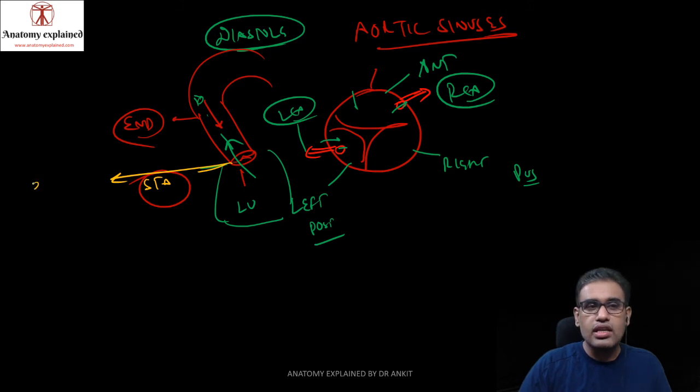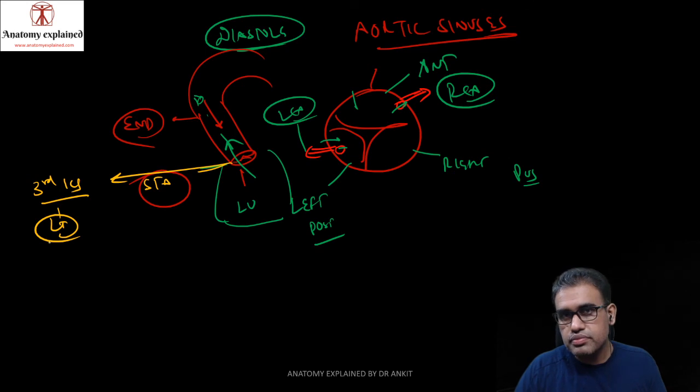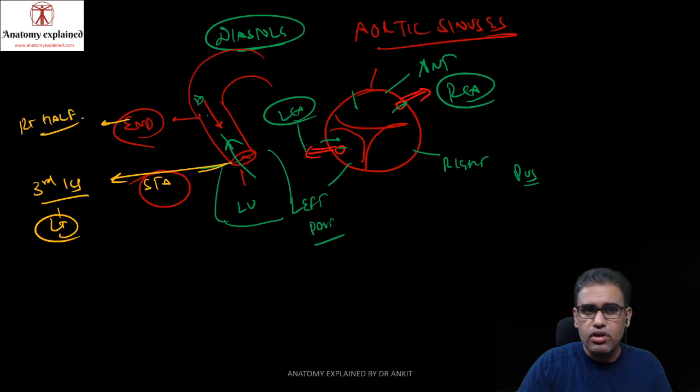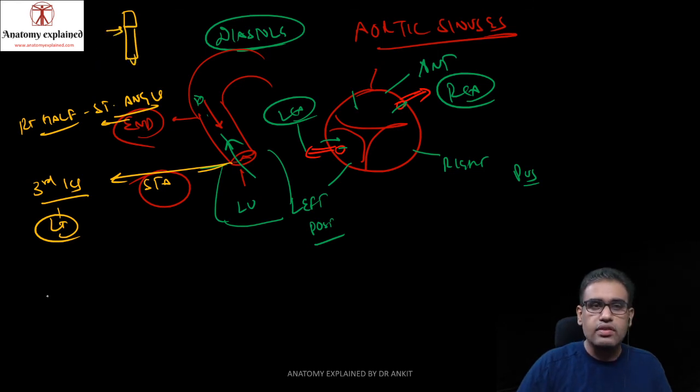It starts around the third intercostal space on the left side, close to the sternal margin. And where will it end? It ends nearly on the right half of the sternal angle. Sternal angle, if you remember, is the junction between the manubrium and the body of the sternum. So if you just recall a second over here, I know this is very small, but try to.